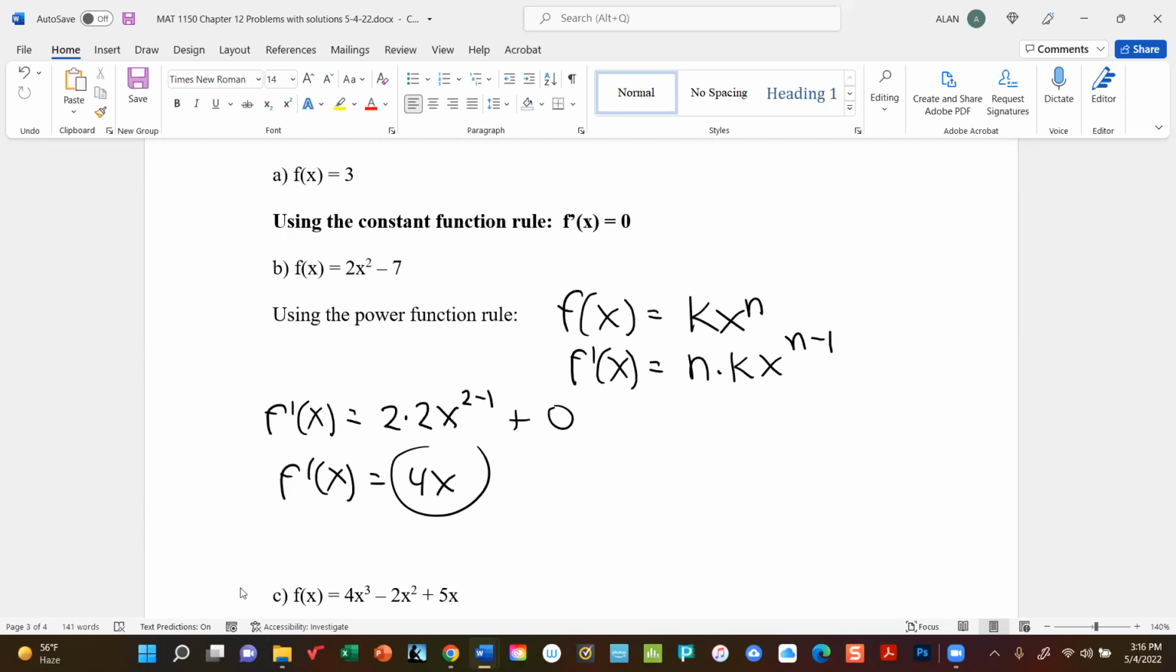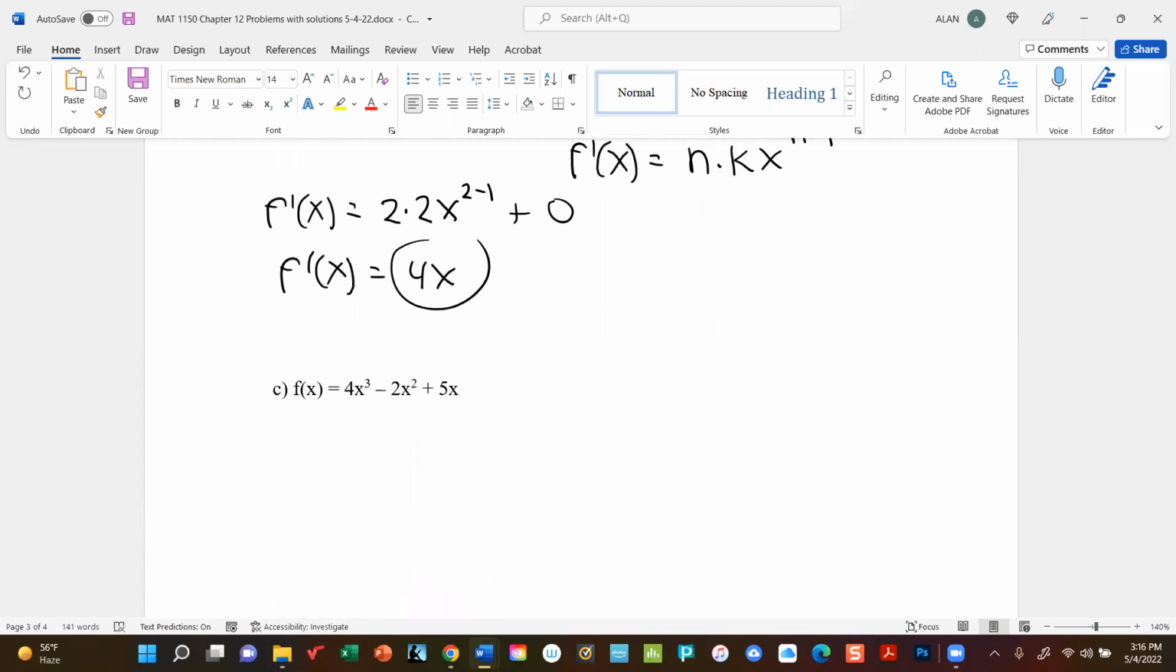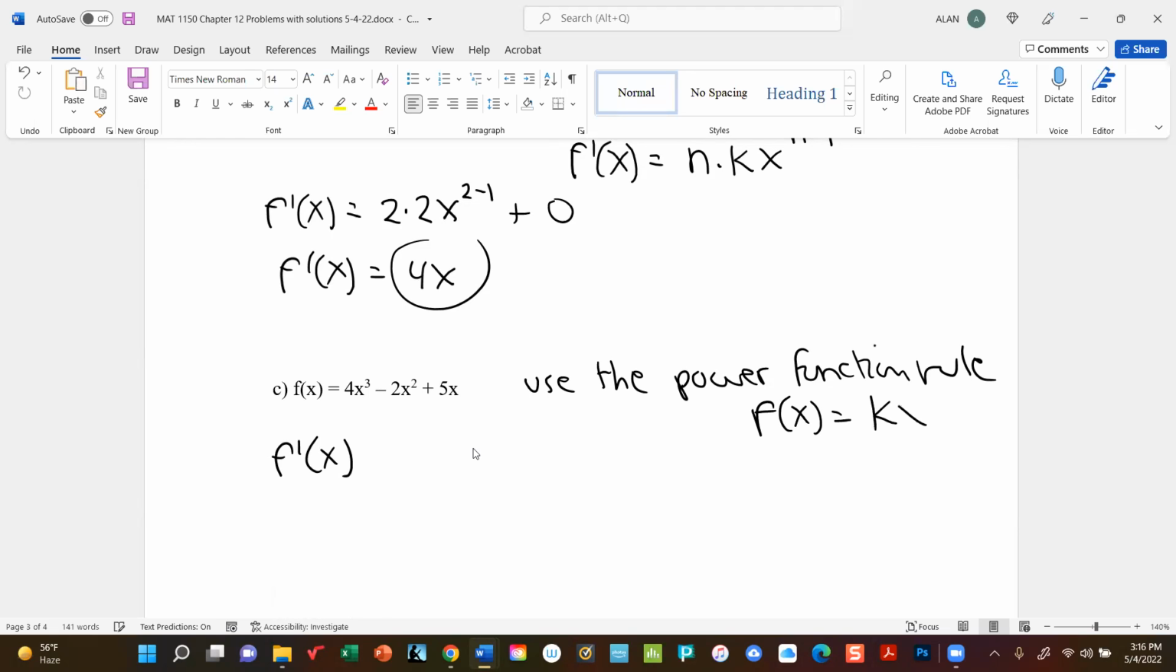Most of the time with polynomials, you're going to wind up with something just like this. Some of them are a little bit more involved, but many of them are based on this power function rule, as it's called. And then here's another example of this. We're going to apply the same thing, use the power function rule. So remember the pattern, if f of x is kx to the n, and remember k and n are just constants. X is the only variable in this equation.